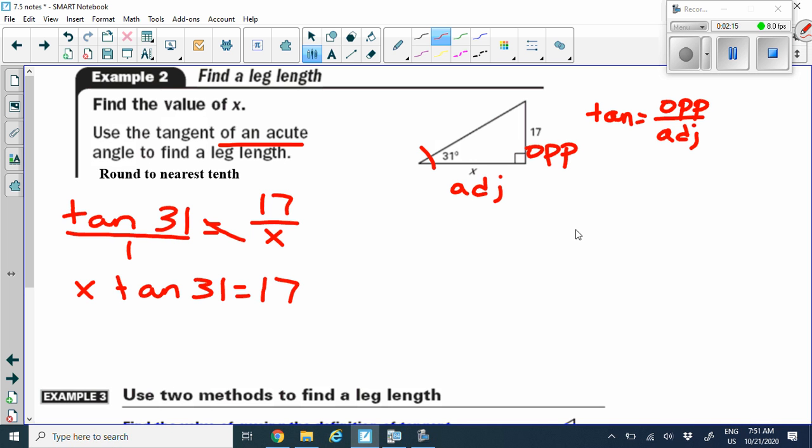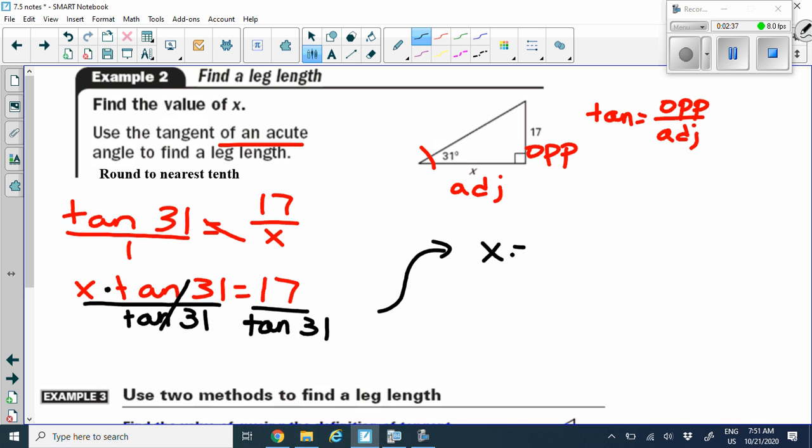Now I still need to get this x all by itself, okay? So in order to do that, I divide both sides by tangent of 31. Remember, we do that because it is the opposite of multiplication. So tangent of 31 gets rid of it, and we get x equals. Now this is where you have to actually use the calculator. And this is where I'm going to teach you how to use our calculator to find trig ratios.